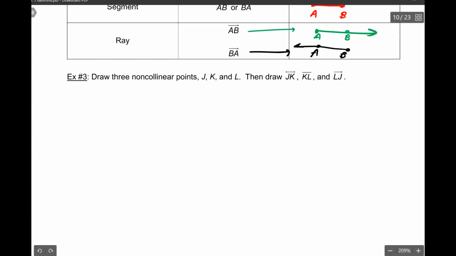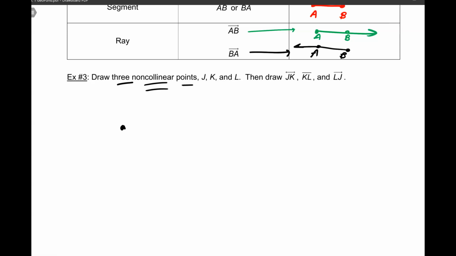You gonna help me out, Eli? So draw 3 non-collinear points. So what this means is I want 3 points that are not all on the same line. Oh yeah, okay. I need 3 non-collinear points. What's this letter? J, K, and L. J, K, and here's my L. And I don't want them to be all on the same line, so they're not all in the same line.